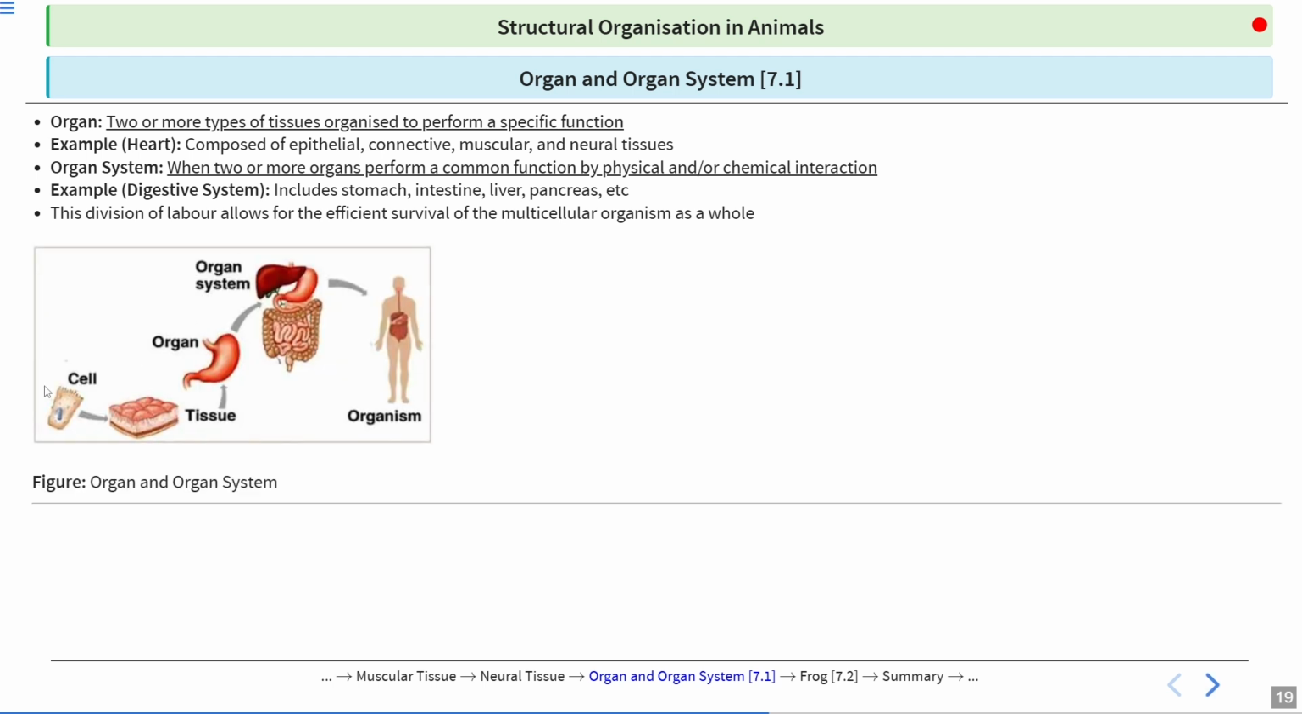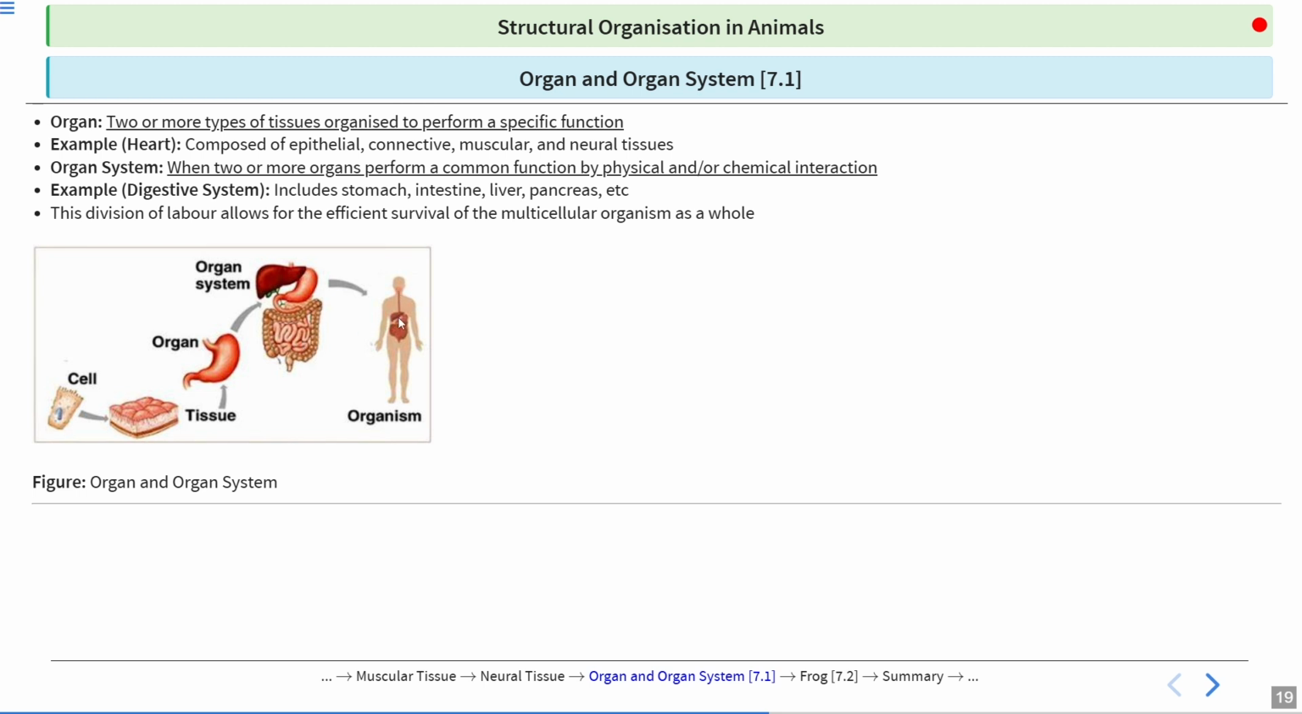So here you can see there are different types of cells. Okay, the cells unite together to form the tissue. The different tissues unite together to form the organ. Now you can see there are different organs: a liver, a stomach, pancreas, small intestine, and large intestine, and they form the organ system. So what is that organ system? The digestive system. Here it is showing the digestive system.